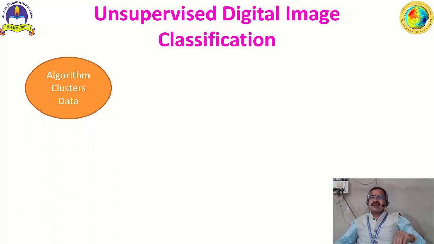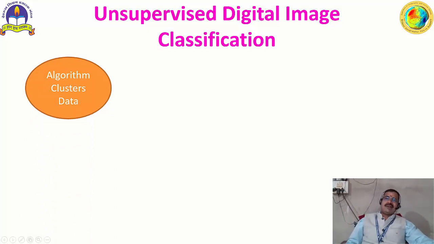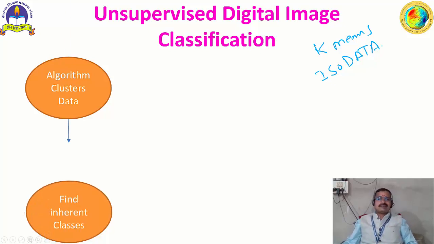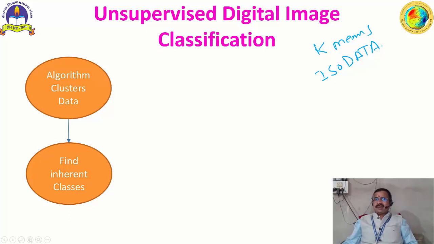When we perform the unsupervised digital image classification, it works in certain stages, and the first one is algorithm clusters data. For example, under the unsupervised classification technique, you may find there are two clusters. One is k-means cluster, and the second one is ISODATA clusters. These are the two important clusters, and these are defined by the system only at the time of development of the software in ERDAS Imagine. And the computer is selecting one of these clusters as suggested by the analyst. Then find inherent classes. This is the second step.